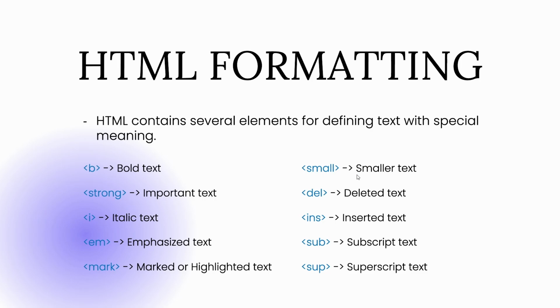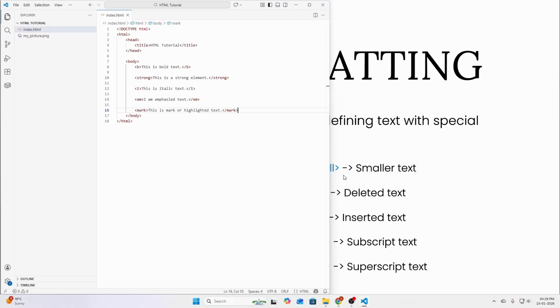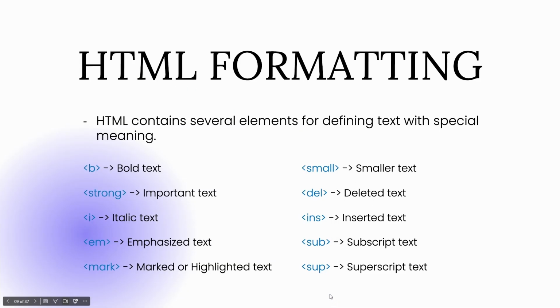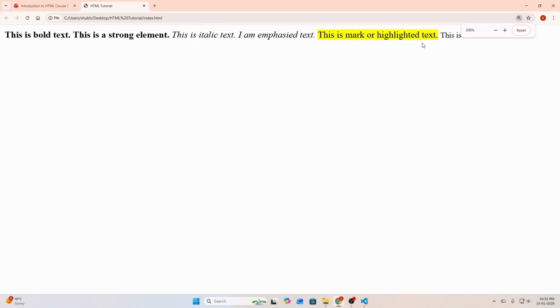Then we have the small element, which simply displays the text in a smaller size. Let's also see an example of it. Below this let's add a small element here, and let's say this is small element content, and save it and open it in the browser. Let's refresh the page here, and we can barely see the small element content. If I zoom in a little bit, maybe you can see the content that is here. Here is our small element text that says this is small element content.